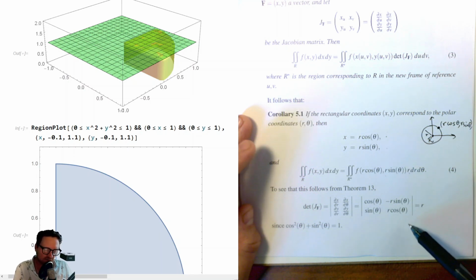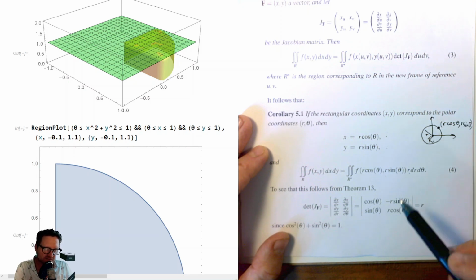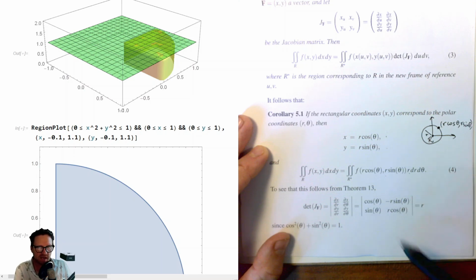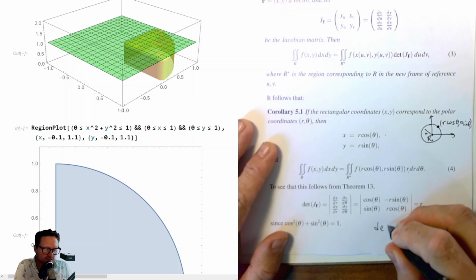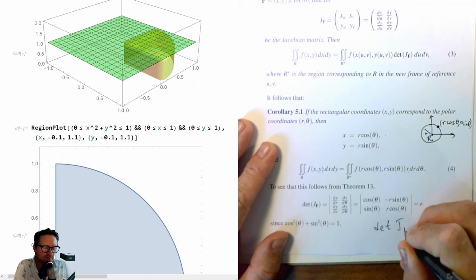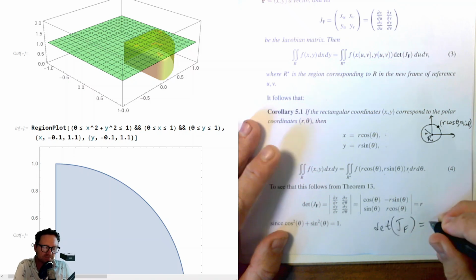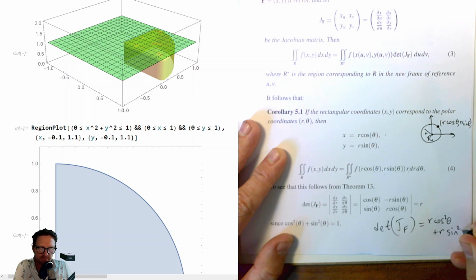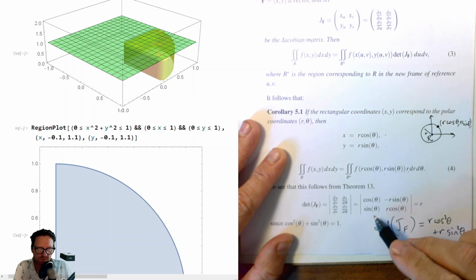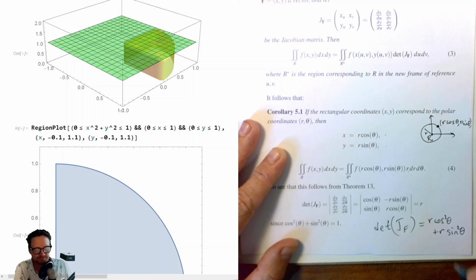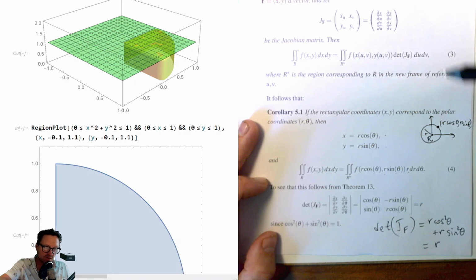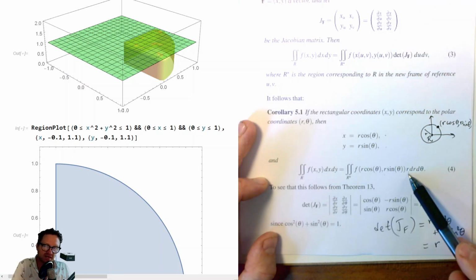And then we just calculate the determinant. So the determinant of this matrix is the product of the diagonal elements minus the product of these off-diagonal elements. So the determinant of the Jacobian matrix is r cos squared theta plus r sine squared theta, because we're subtracting a negative, and so this gives us r. All right, now remember that goes in here, but that is right here.